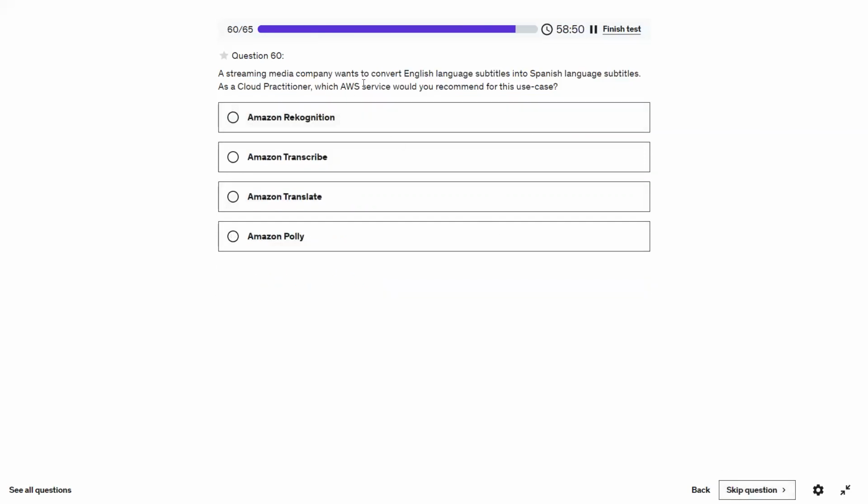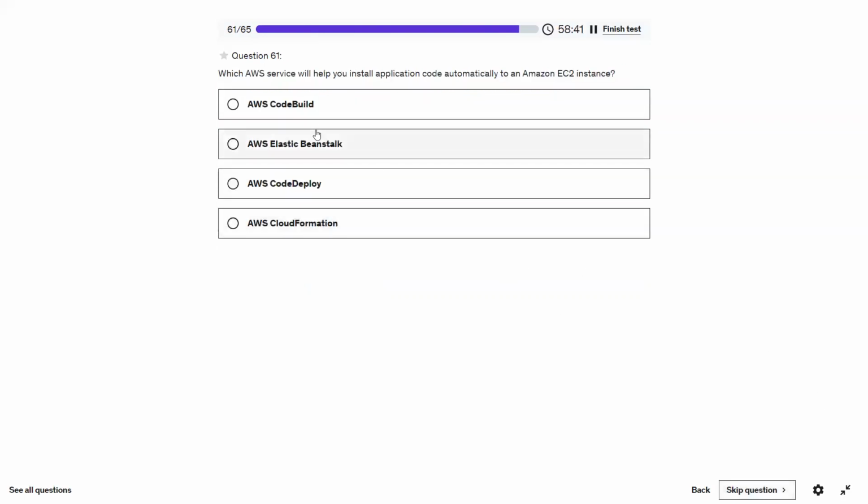A streaming media company wants to convert the English language to the Spanish language. If they want to convert one language to another language, then they can use the Translate service. Which AWS service will help you install application code automatically? They want to install the code automatically on the EC2. So that is CodeDeploy. They want to deploy with CodeDeploy.